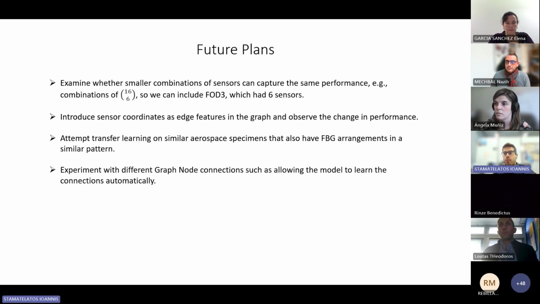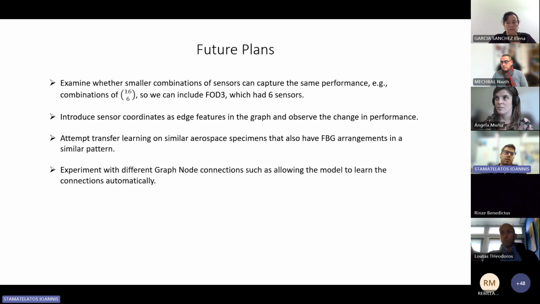Also, in our graph neural network, we made all the nodes connected with all the other nodes. So all the strain sensors were connected with each other. But the graph neural network gives you the choice to leave this arbitrary. You can leave all the connections unknown and let the model learn the connections between sensors.